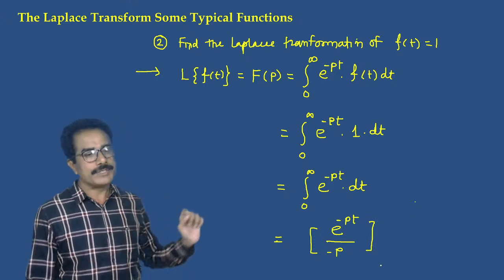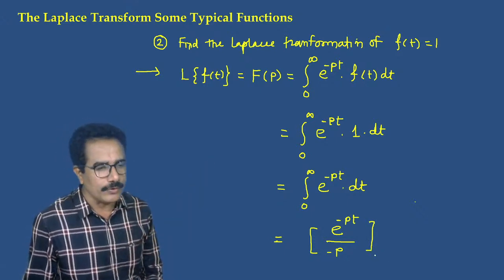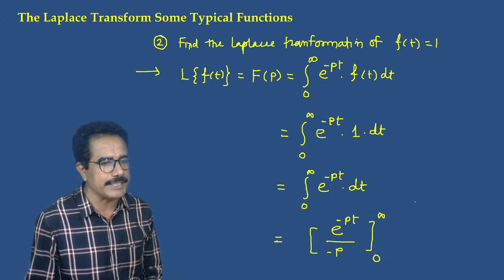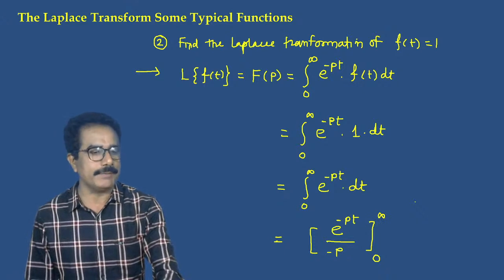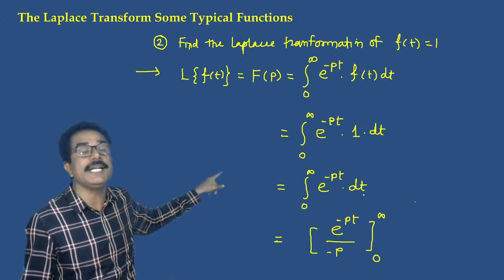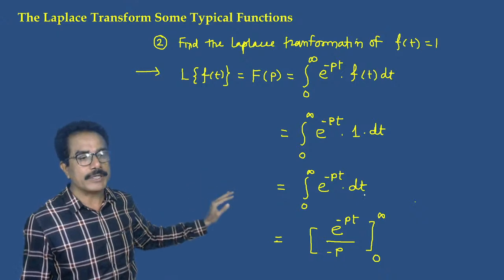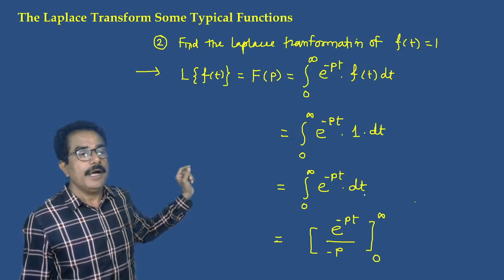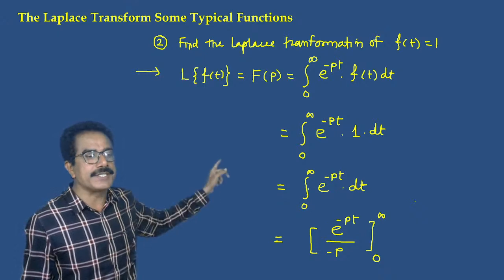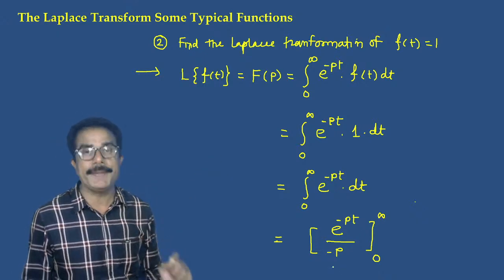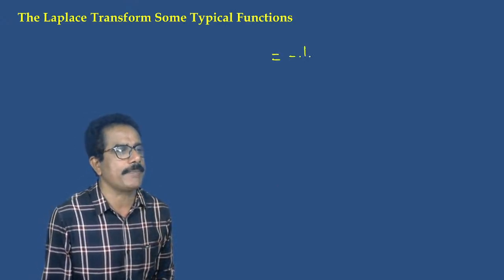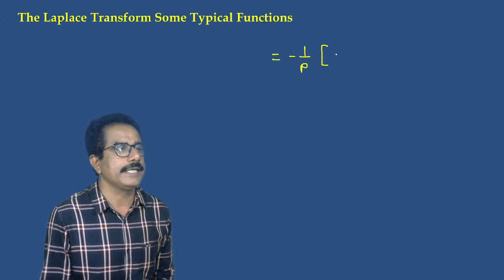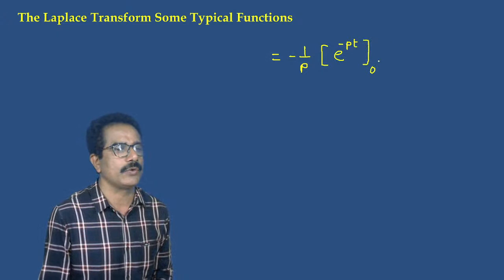Okay, now see here, this is the definite integral, so its lower limit is 0, its upper limit is infinity. Now again we have to solve this. Minus p is the constant term, because this is the integration with respect to t. So as per this integration, these limits are for only t, so treat p as a constant. So we can write this as minus 1 upon p, e raised to minus pt over the limit 0 to infinity.